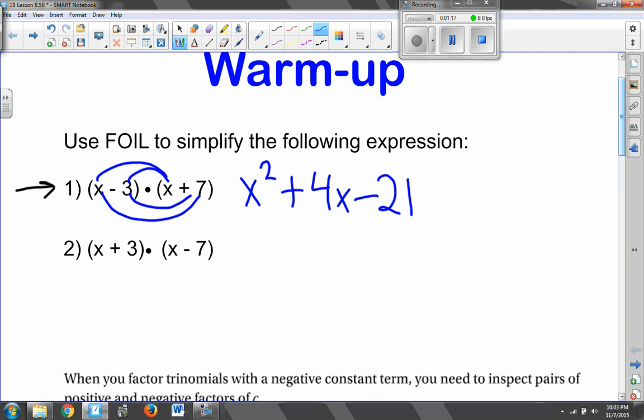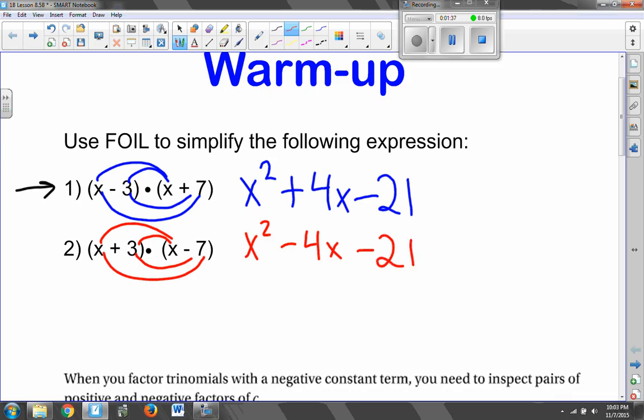Problem number 2, if I FOIL my first, that's x squared. My outside is minus 7x. My inside is plus 3x. That gives me a minus 4x, because negative 7 plus 3 is negative 4. And my last, again, is 3 times negative 7, which is minus 21.